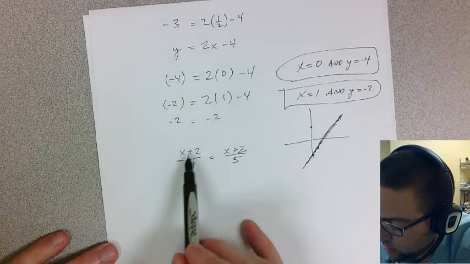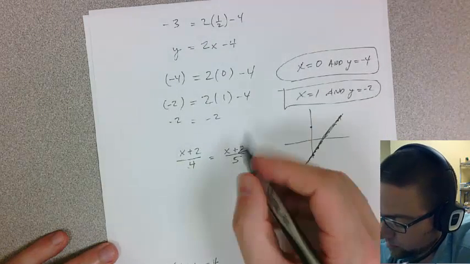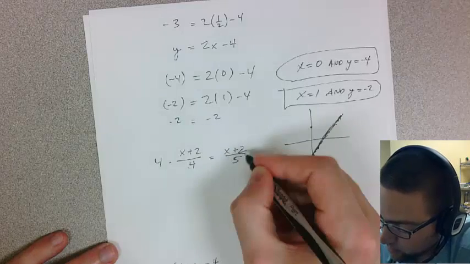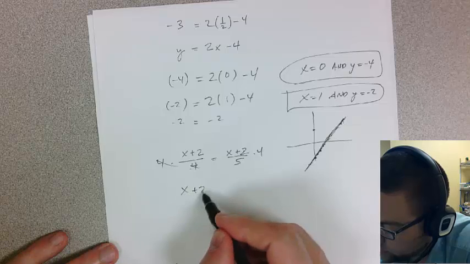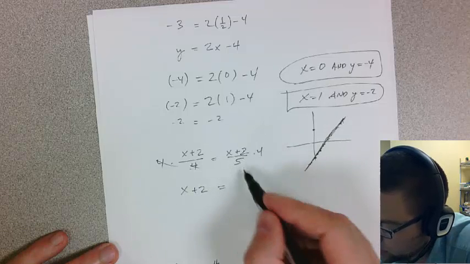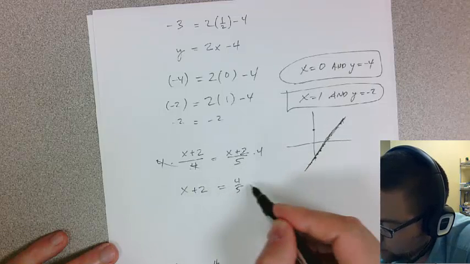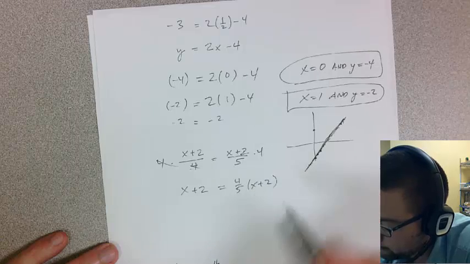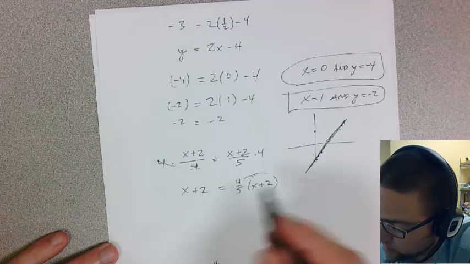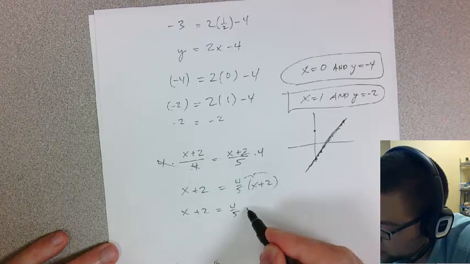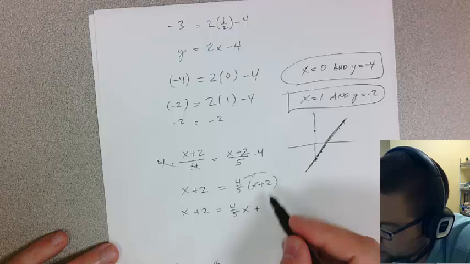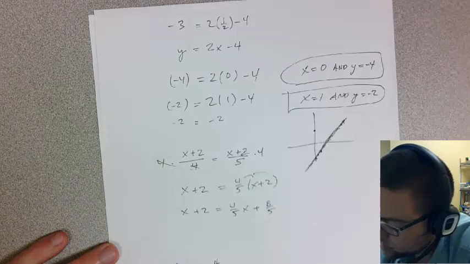So here, let's see, I'll multiply both sides by 4. That's okay, I can do the same thing to both sides. And then I get x plus 2 equals, I'll say 4/5 times x plus 2. Okay, and then I'll distribute that. So I'll say x plus 2 equals 4/5 x plus 8/5.